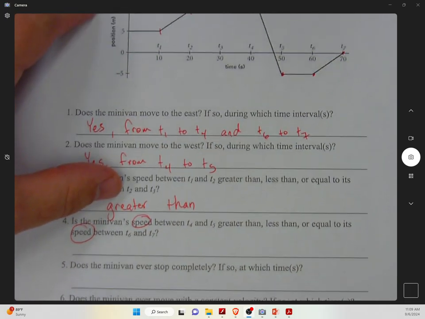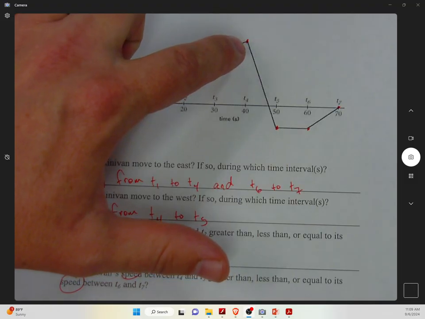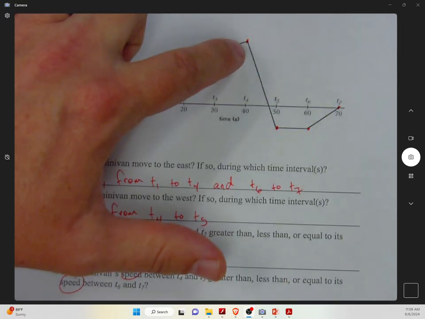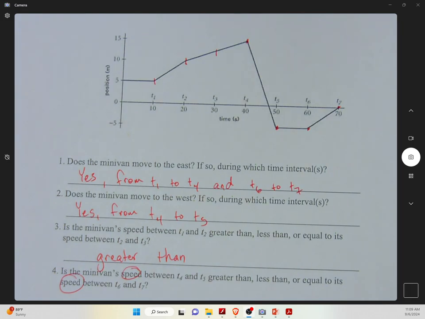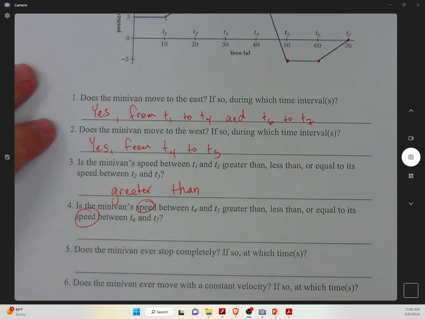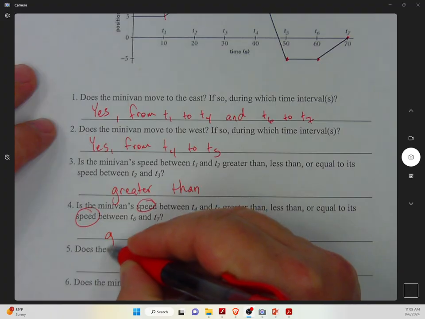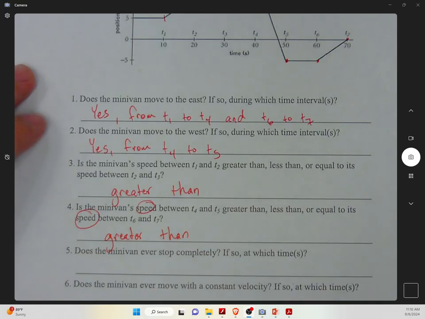And when we look at this graph, you see that we have a steeper slope between T4 and T5 compared to the slope between T6 and T7. The direction here does not matter. This is not a velocity. This question is asking about speed, right? So we don't care about the direction of the slope, right? We just care about the magnitude of the slope. So for number 4, is it greater than, less than, or equal to? Greater than.